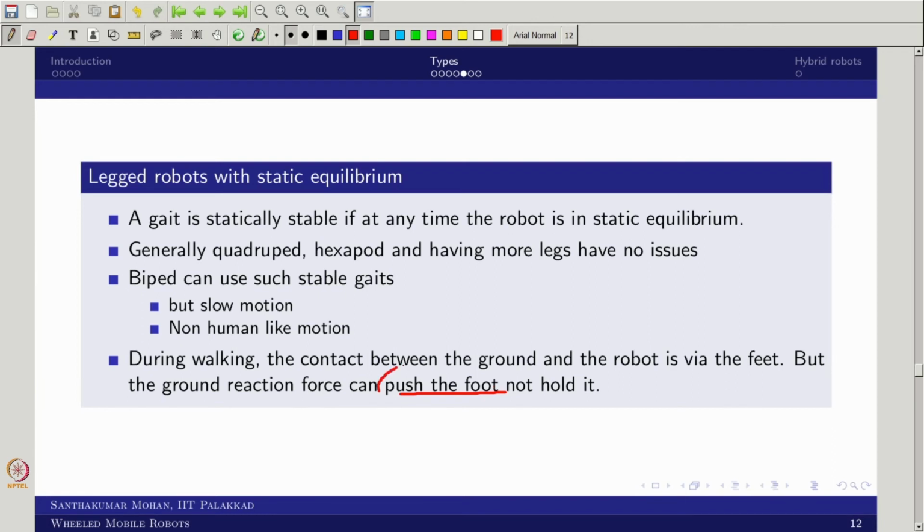So this is the biggest issue, that's why we are not able to achieve the excellence that I have achieved in wheeled robots. The legged robot is not achievable because of this particular limitation.